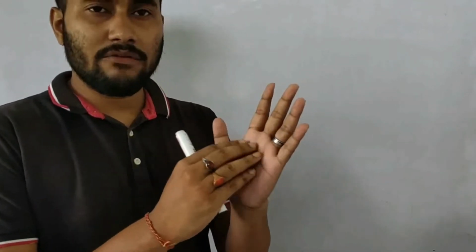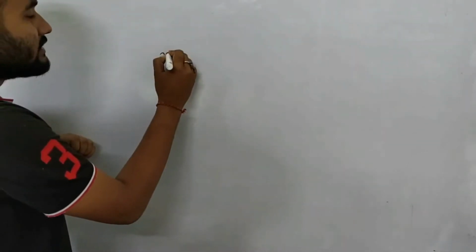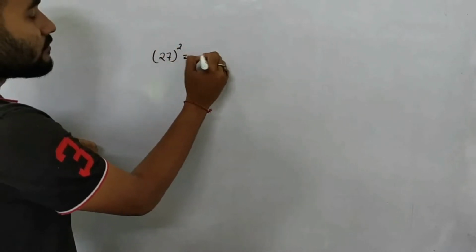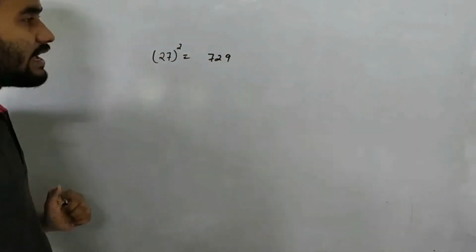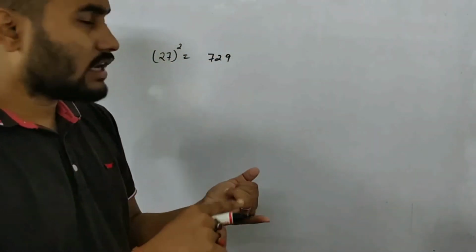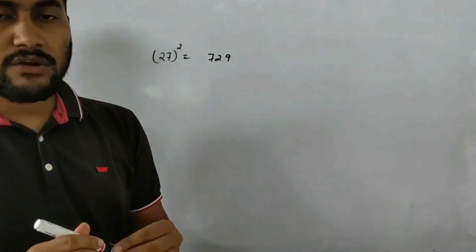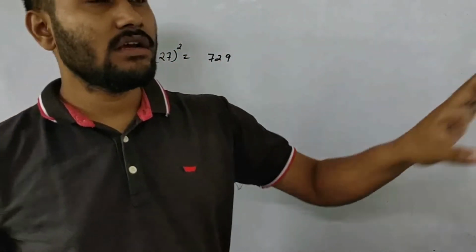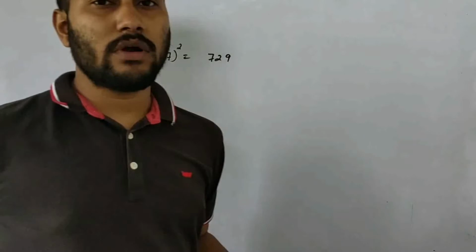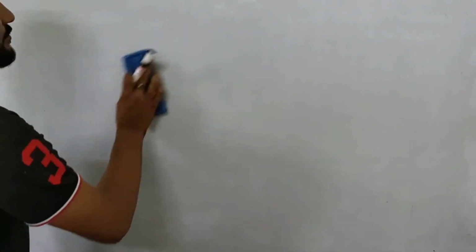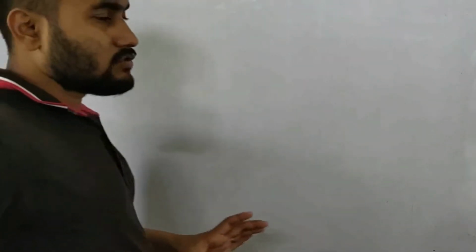900 is a perfect square. 729 is a perfect square. But what about other numbers? 27 squared is 729. It is a perfect square. The next numbers, 728, 730, 731, 732, are not perfect squares. So from 1 to 900, there are only 30 perfect square numbers, very few. Understood? Now you have understood what a perfect square is.